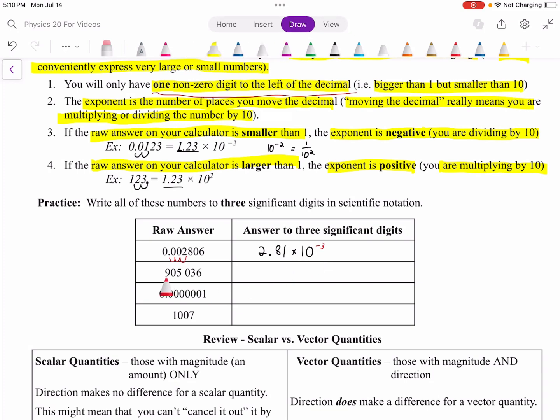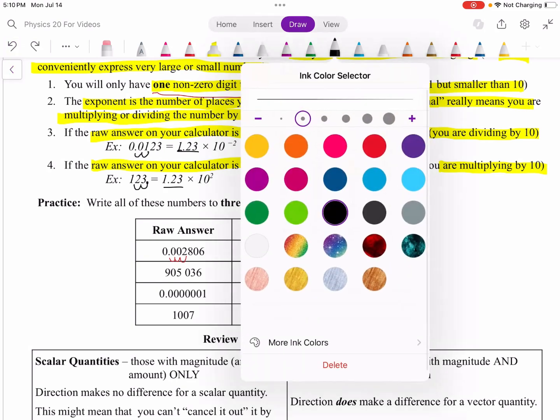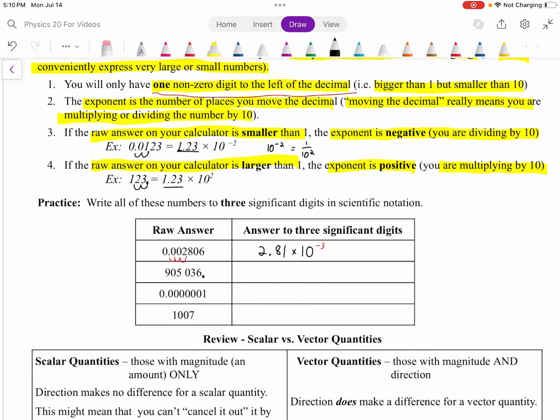Okay, next one here, 905,036. Well, there's a decimal there, right? Even if it's not written in, you know that you can put the decimal at the end and say .0 and it's mathematically equivalent, okay? So we need to move that decimal. This time we need to move it to the left. So 1 time, twice, 3 times, 4 times, 5 times will give me a base number that's between 1 and 10.